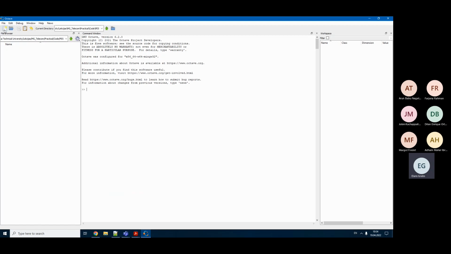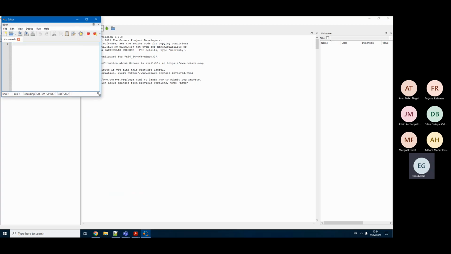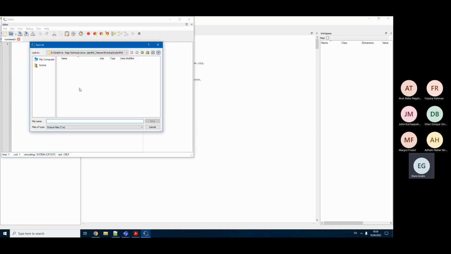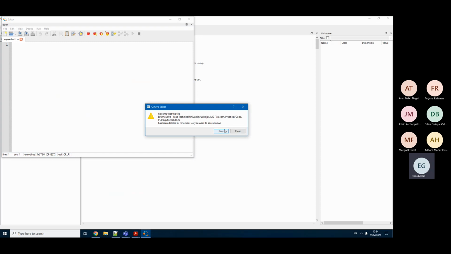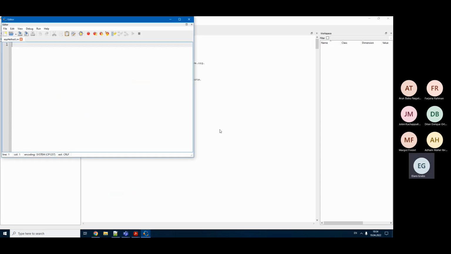So we will have two methods. I'm going to start a new file and call it EQ method 1. Accordingly, later I'm going to have EQ method 2. Okay, save.